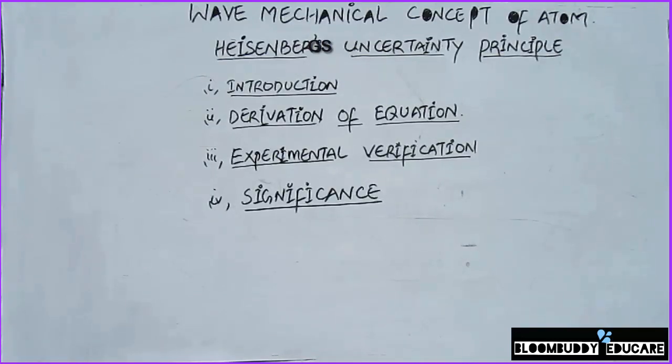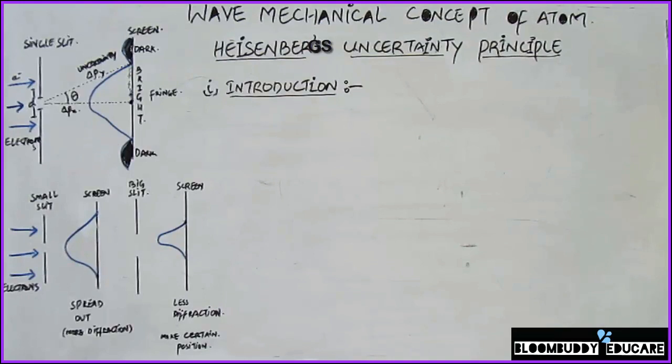First, we will go through the introduction, then the derivation of the equation of Heisenberg. Then we will look at the experimental verifications of the equation of Heisenberg. And finally, we will conclude our lecture with the significance that Heisenberg's uncertainty principle has. Now, moving towards the introduction part of Heisenberg's uncertainty principle.